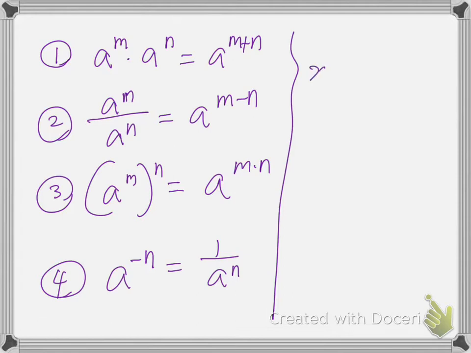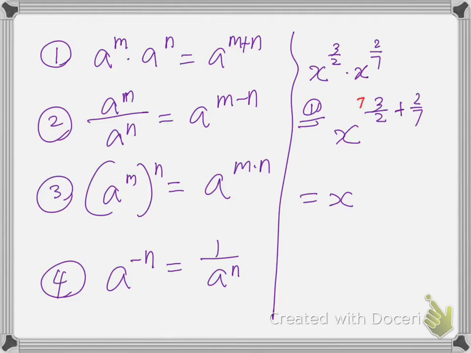So here we have x to the 3 over 2 power times x to the 2 over 7 power. By the first rule, we need addition, right? 3 over 2 plus 2 over 7. So now we need a common denominator to add them. So multiply by 7 and 7, and by 2 and 2, right? So we get 21 over 14 plus 4 over 14. So the answer is x to the 25 over 14 power. So these properties are true for rational powers and integer powers.